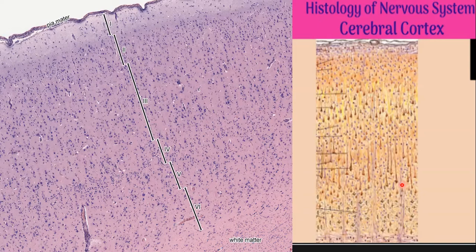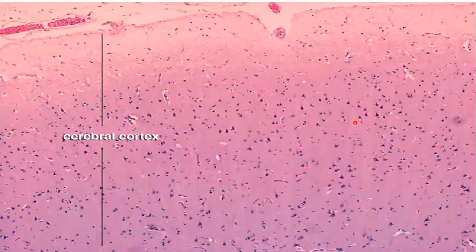Histologically, this is the picture of the cerebral cortex. This upper layer is layer 1, this is the second layer, third layer, fourth, fifth, and sixth. After the sixth layer there is the white matter. This is another diagram. This is the first layer, the molecular layer, and these are the other 5 layers.